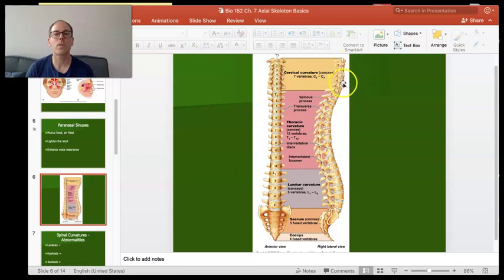There's a curvature here in the cervical region. There's one in the thoracic region. There's one in the lumbar. And then this bone right here, the sacrum, and this bone, the coccyx, also have a curvature.